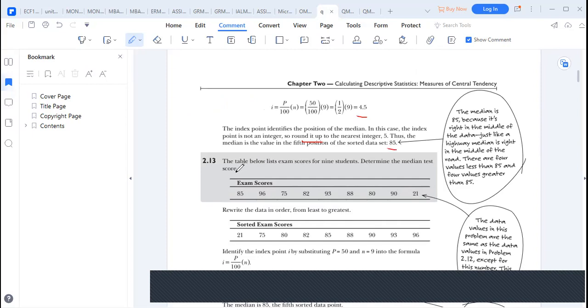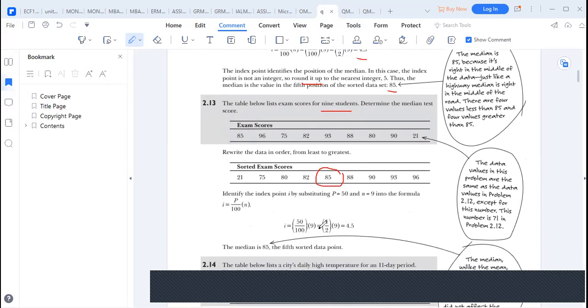All right. So here we're also given another data set which has 9 students. That means the middle set we rearrange. Half of 9 is 4.5. 4.5 we round up, which is the fifth number. 1, 2, 3, 4, 5. So the fifth number there is 85.